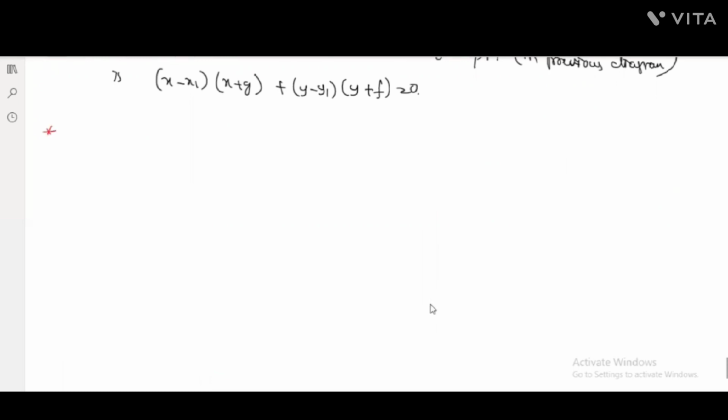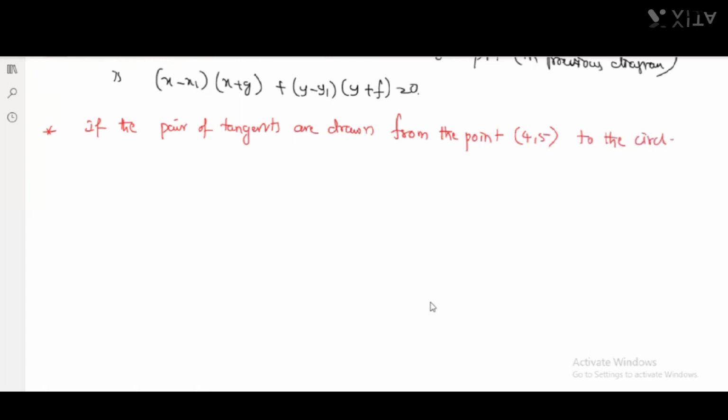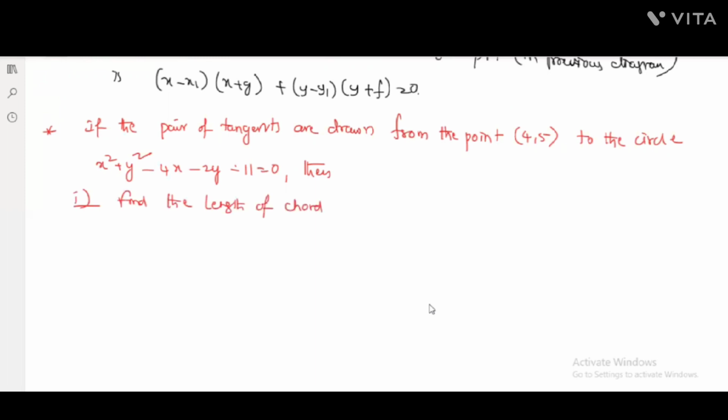So the problem is, if the pair of tangents are drawn from the point (4, 5) to the circle x square plus y square minus 4x minus 2y minus 11 equals 0, then first question, find the length of the chord of contact.